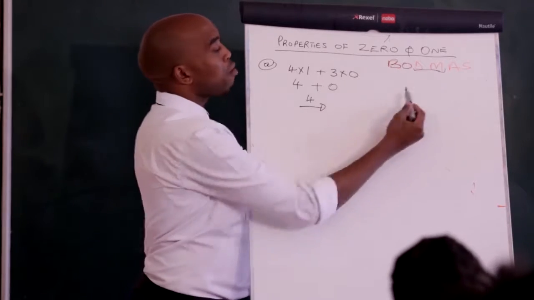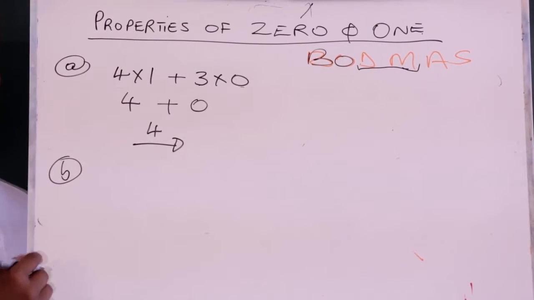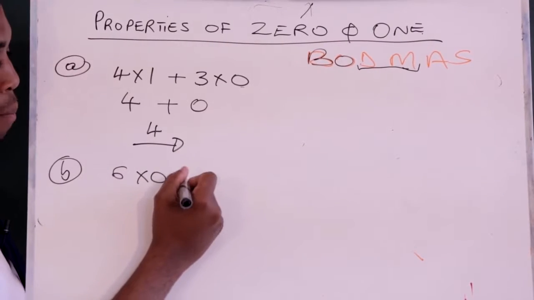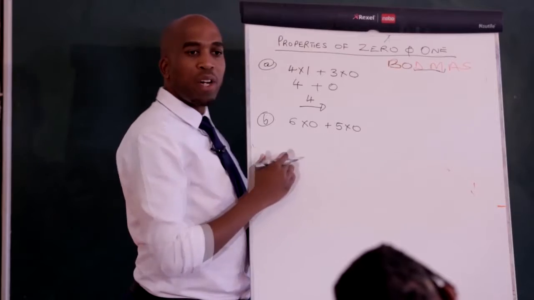You still apply the order of operations rule. Let's look for another question. Alright, question 2. 6 times 0 plus 5 times 0. Where do we start? Multiplication or addition?